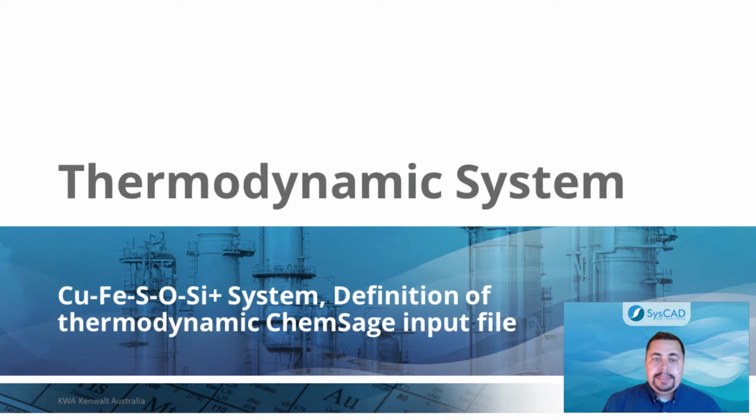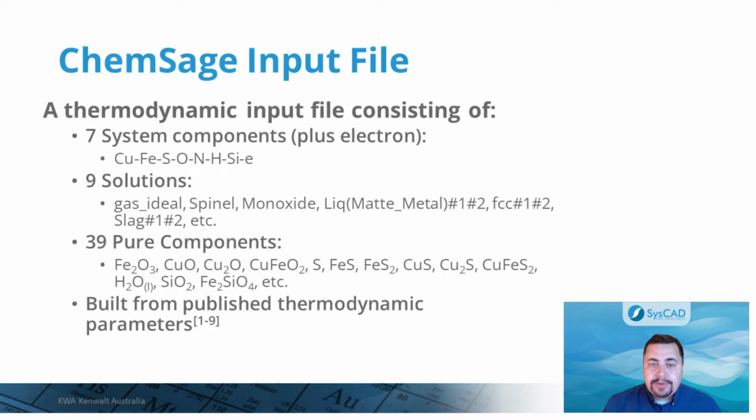Before implementing the model in SysCAD, the first step is to specify the thermodynamic system to simulate the converter process. In this case, we focus on the primary copper smelting system, where a copper matte, or sometimes a white metal, is produced in a smelting furnace or reactor and fed to the Peirce-Smith converters. The main system components selected for this model are copper, iron, oxygen, sulfur, nitrogen, hydrogen, and silicon. These components generate all the mixture phases and pure compounds that are required, including the ideal gas phase, liquid matte or metal, slag, spinel, monoxide, etc.